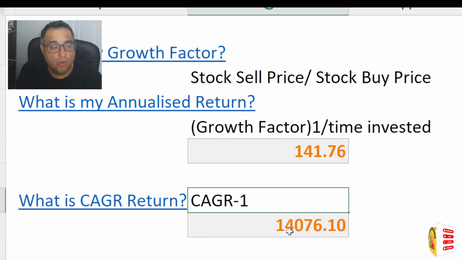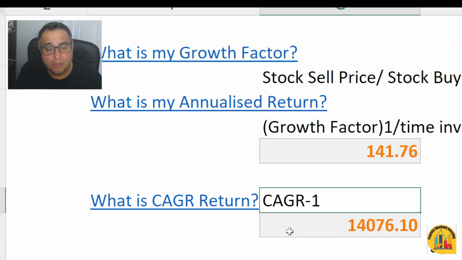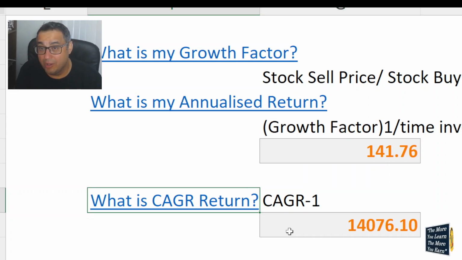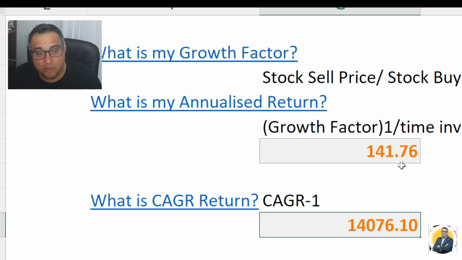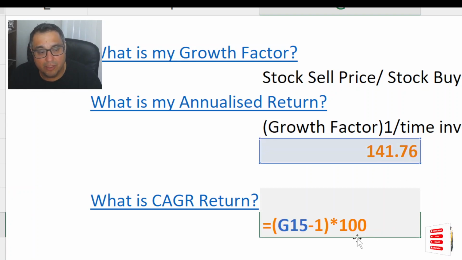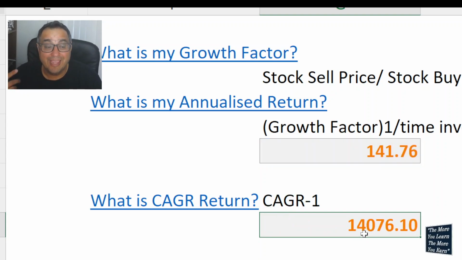All right. Now, what is your CAGR calculation? So that was the annualized gain. For CAGR, you take whatever you got as the annualized gain, minus 1, into 100. So the CAGR calculation comes out to be 14,076%. All right, and that is a whopping number. So your compounded annual growth rate was humongous.